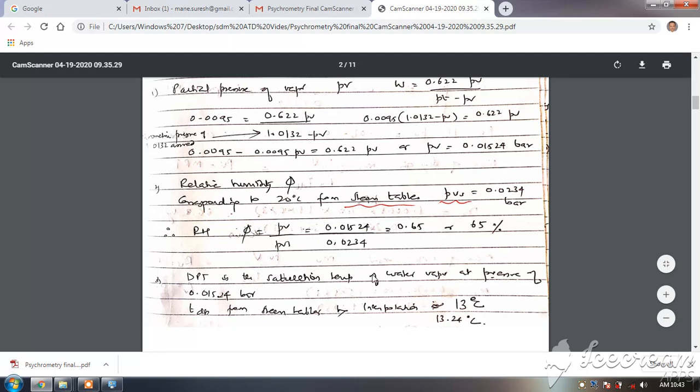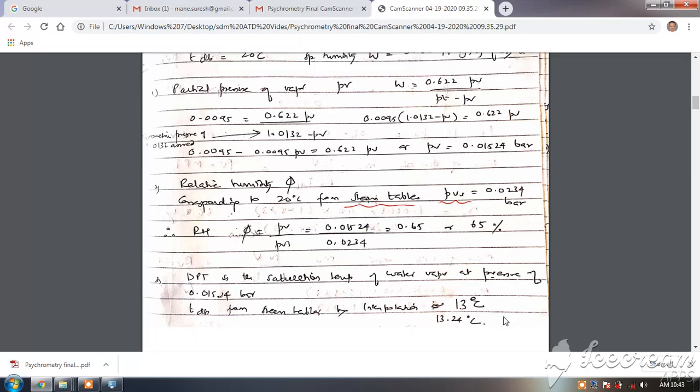The dew point temperature is the saturation temperature of water vapor at a pressure of 0.01524 bar. From the steam tables by interpolation it is 13 degrees. Here you have to do interpolation, because for all the readings you will not get the direct temperature. So you need to do interpolation.